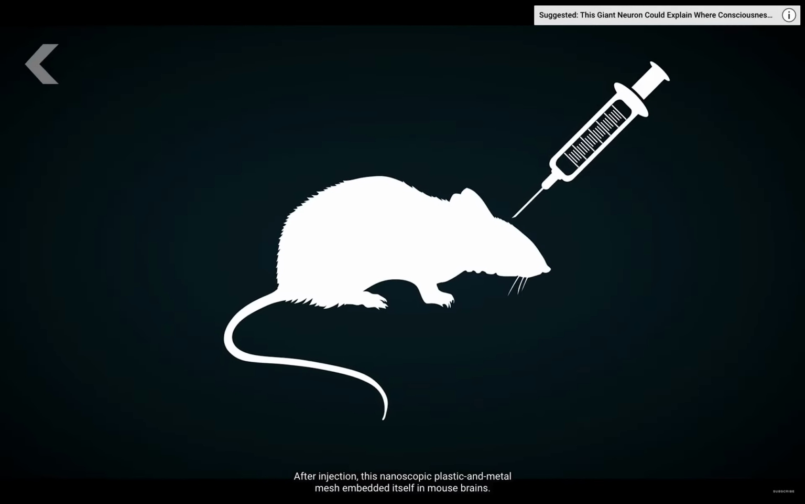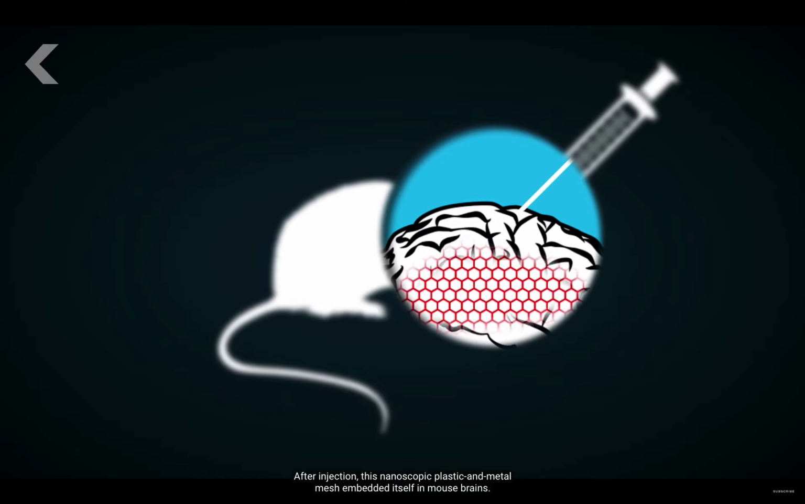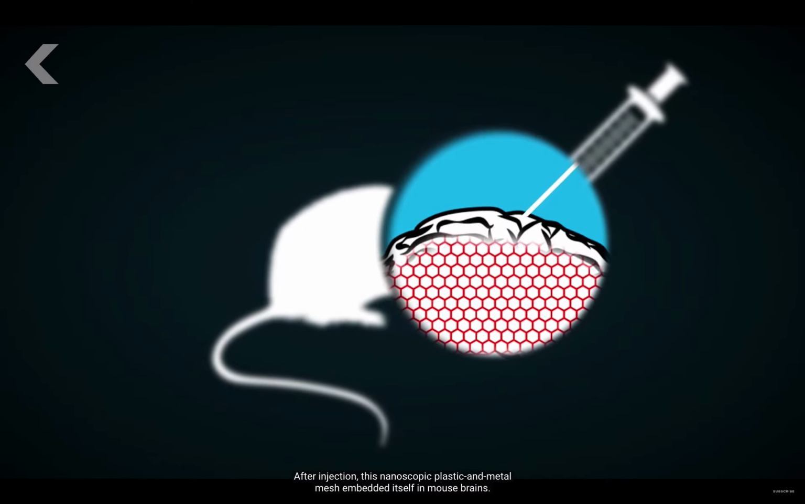Yes, Elon Musk, the Lex Luthor / Tony Stark of our day, has teased it, but we're not there yet. Here's where we are. A prototype of brain-injectable technology was published in Nature Nanotechnology in 2015. After injection, this nanoscopic plastic and metal mesh embedded itself in the brains of mice. And that's it. That's it.